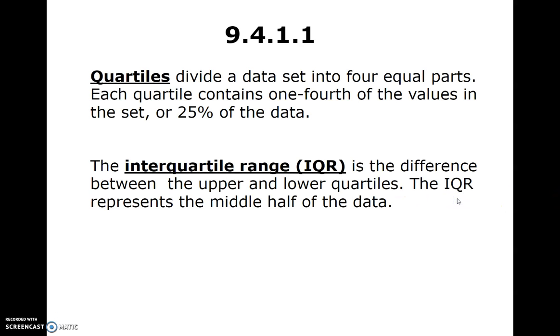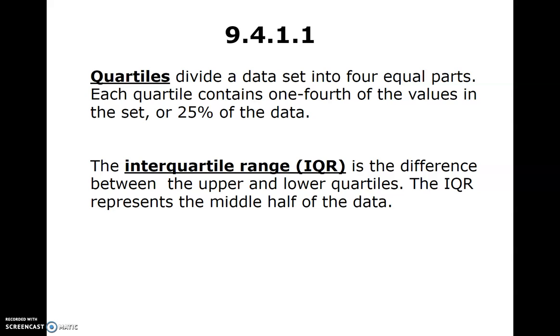We're going to start this one off by talking about quartiles. Quartiles just divide a data set into 4 equal parts. So then each quartile contains 1/4 of the values in the set, or in other words, 25% of the data. So you just take a bunch of values and you split it up into 4 equal parts.